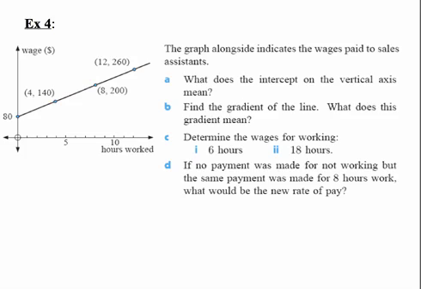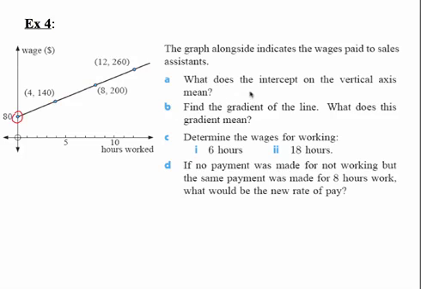Okay, in the last example, this is a modeling example. So this line here models wages paid to sales assistants. Okay, what does the intercept on the vertical axis mean? So if we look at the intercept on the vertical axis, we have $80. And the thing is, this is after 0 hours worked, you get $80. So I think some people call this the shift pay. You get an $80 amount no matter how many hours you work.